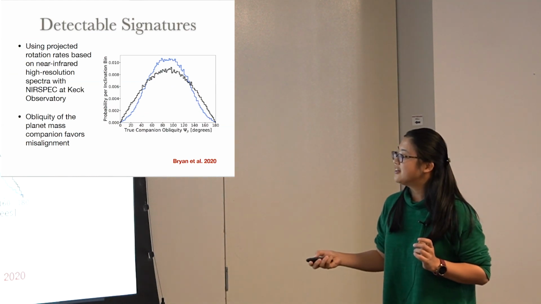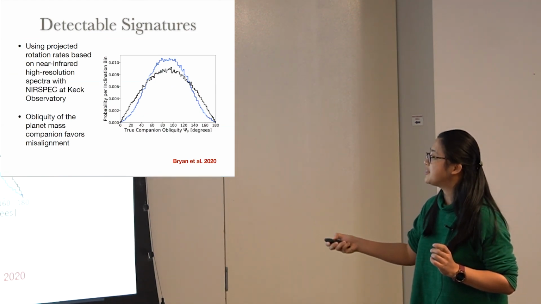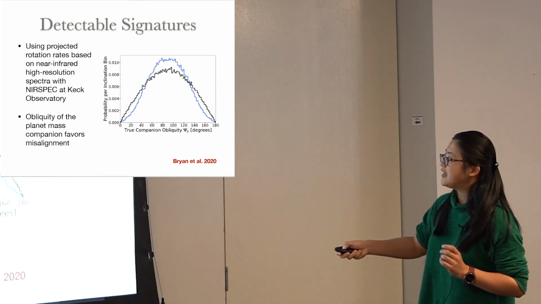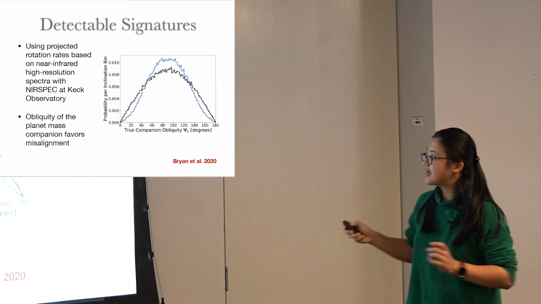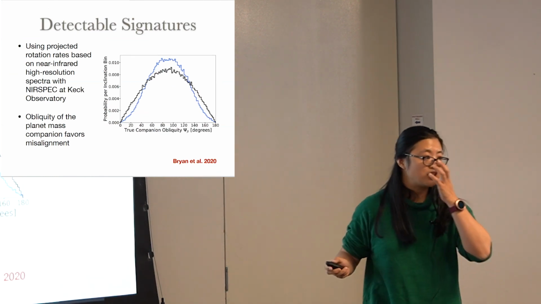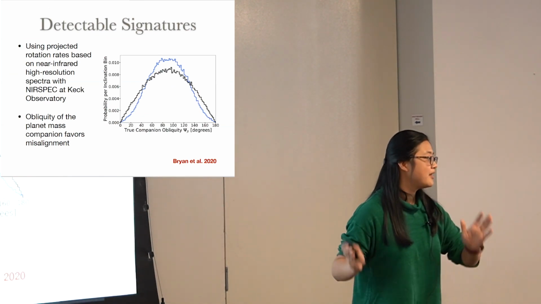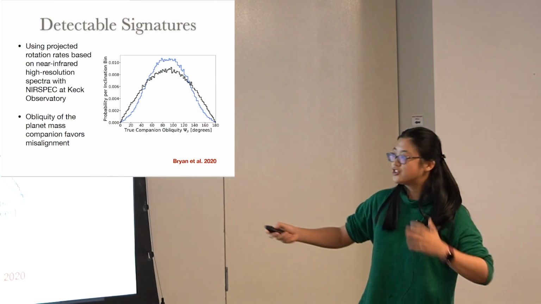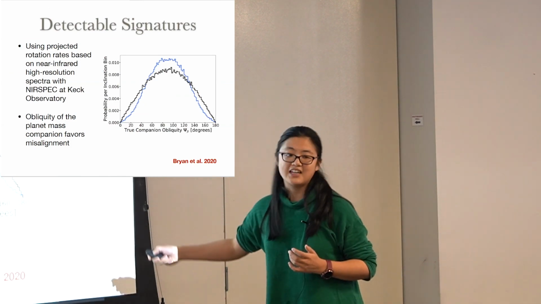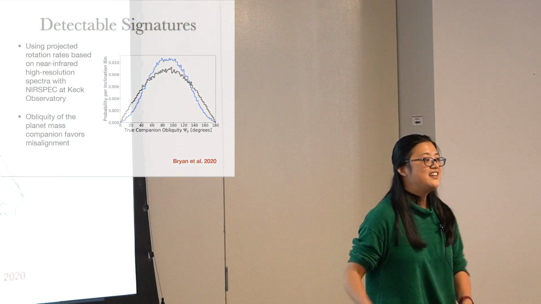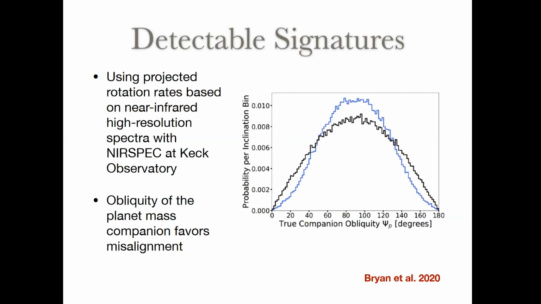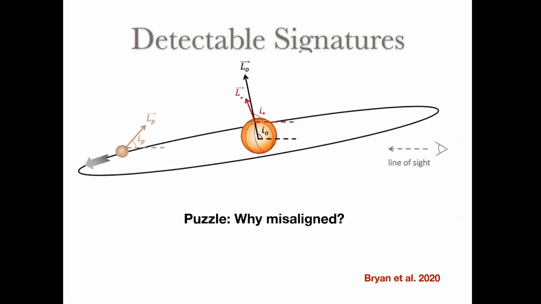And here's the result. The black line shows the isotropic distribution of the obliquity, and the blue line is their constraint from their observation measurements. You can see they are slightly different, and this gives some inclination, showing that this favors misalignment for the planetary system. So this is a cool constraint we can put on the planetary system.